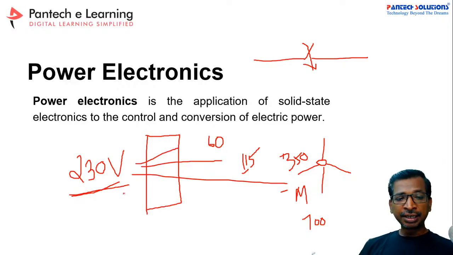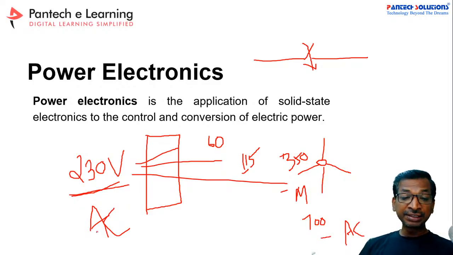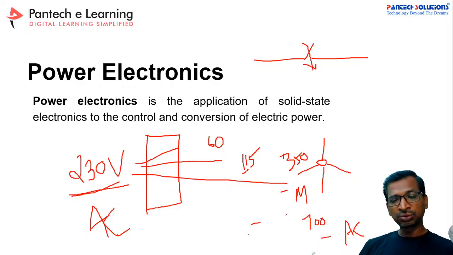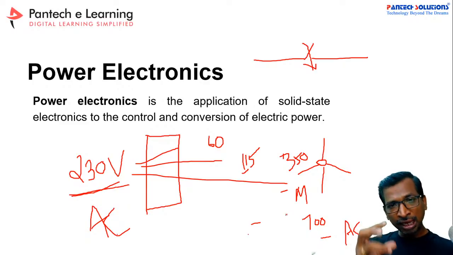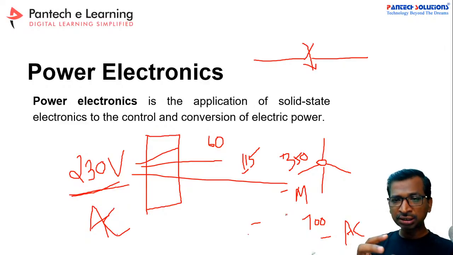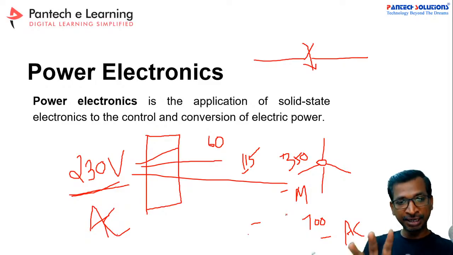So simply here we can convert this voltage from either AC. If you are taking AC, then this output also should be AC. So we can get a fixed AC to variable AC, fixed AC to variable DC, DC to DC, and DC to AC. So any kind of voltage we can get from any kind of input format. For that we are going to use one black box. That black box is called power electronics. Inside the black box there will be solid state electronics. So are you clear about the power electronics?